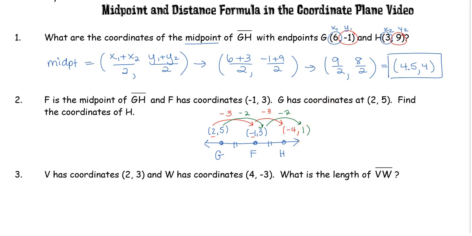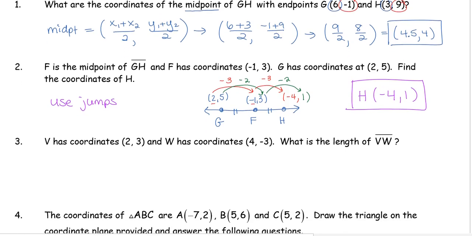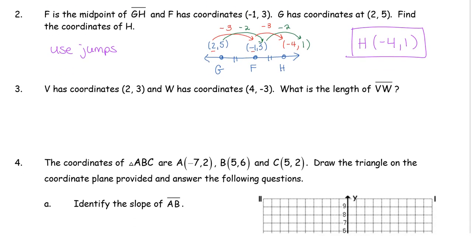So our final answer here is going to be that the coordinates of H are at (-4, 1). When you are finding the midpoint, you use the midpoint formula. When you are finding the endpoint, the easiest way to do this is to use these jumps. You can use the midpoint formula, but it becomes much more complicated and is more likely for you to make mistakes using that method. So go ahead and stick to the jumps.